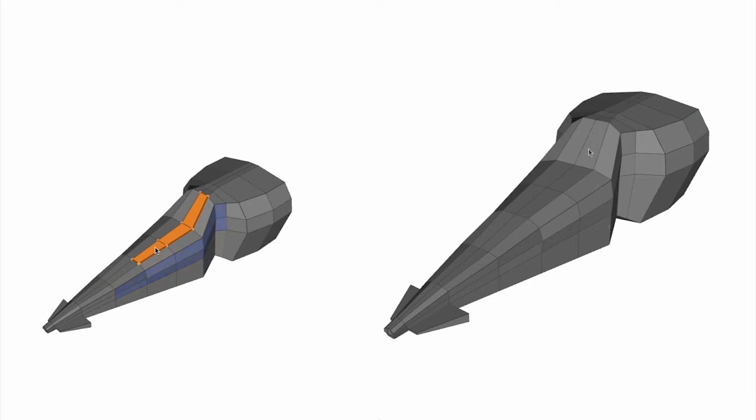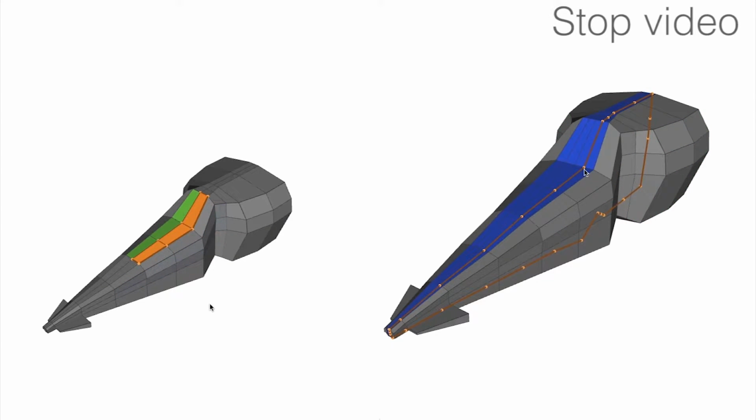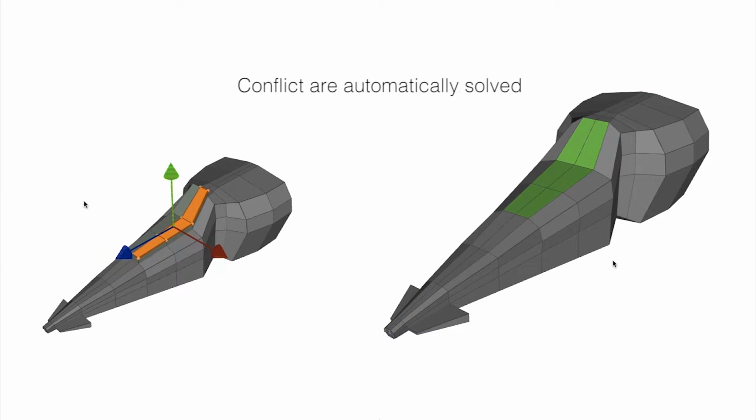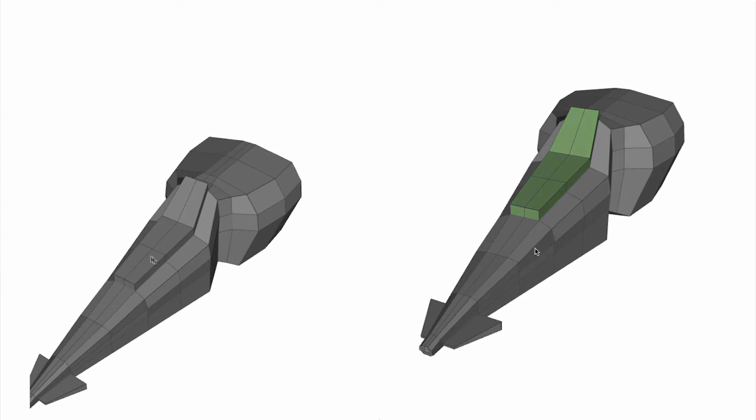For example, an extrusion made by user A on top of the spaceship is in conflict with the loop cut made by user B. We resolve the conflict automatically by disabling all operations in the user branch that are in conflict with operations in the master branch.